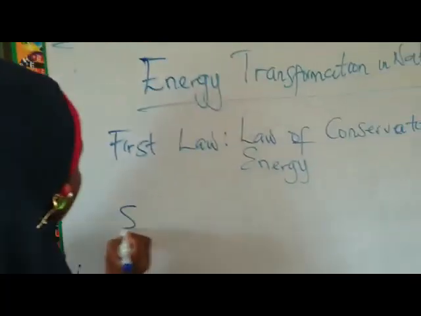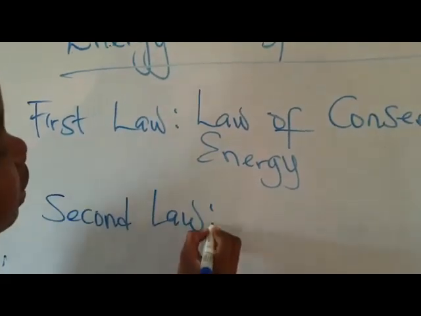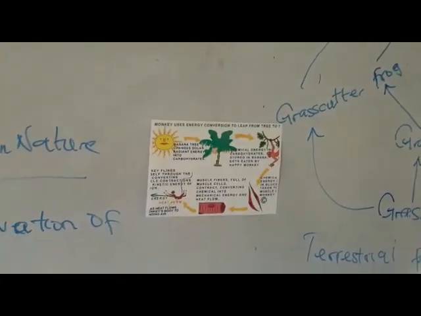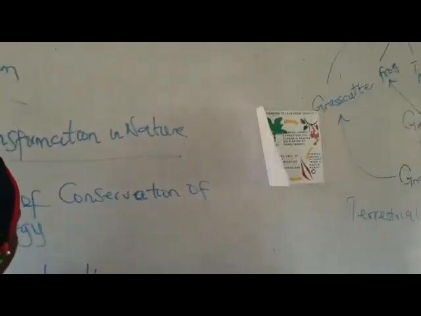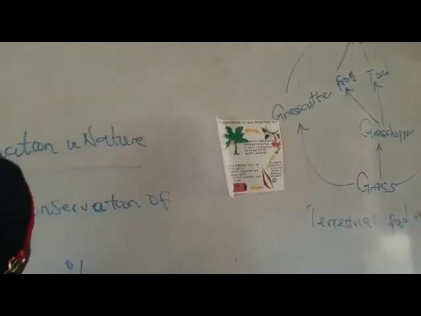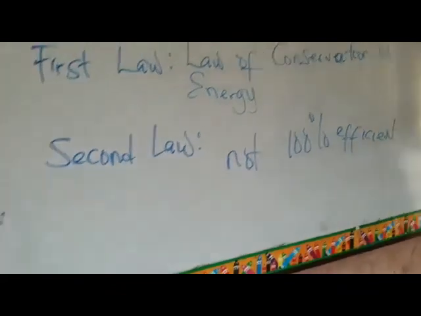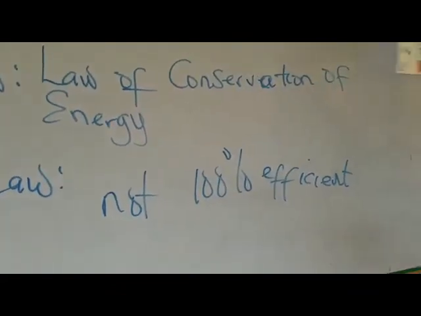What is our second law? The second law of thermodynamics states that energy transformation in the ecosystem is not 100% efficient. Underline, not 100% efficient. Energy transformation in the ecosystem is not 100% efficient. There is energy loss in the form of heat energy.